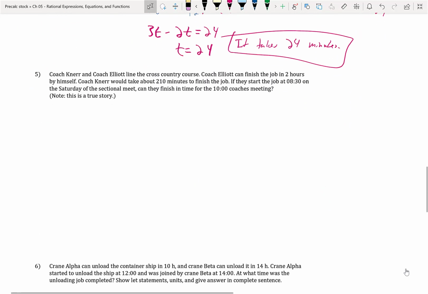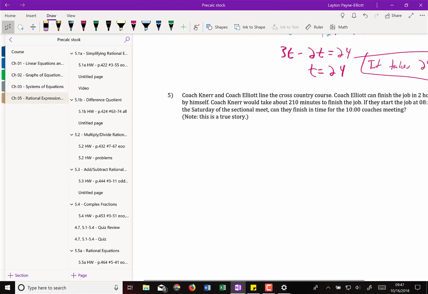Next, this is a true story. Actually, it was true a couple weeks ago at the sectional. If both Coach Kinnear and me line the cross-country course, I don't even have my correct name on this. I must pause and fix that.